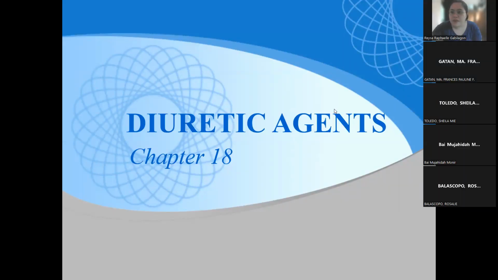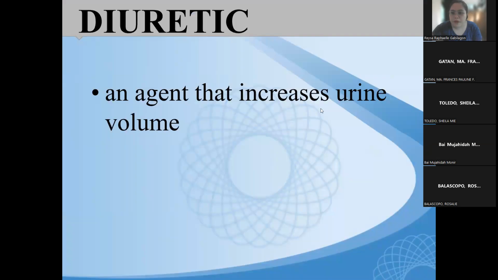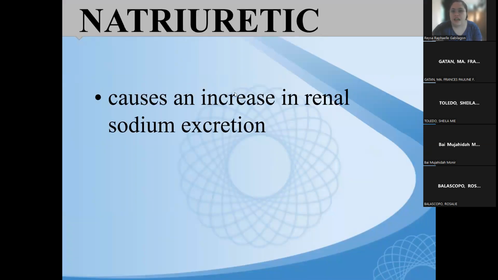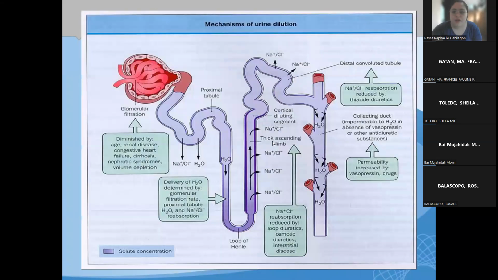Okay, sige, last meeting, we started with our discussions about diuretic agents. A little review before we continue. When you say diuretic, our goal is to increase the urine output. And most of our diuretic agents are also natriuretic, which means we also increase the excretion of our sodium ion. Now, another thing that you need to know about diuretic agents are the parts where they act on the nephrons.